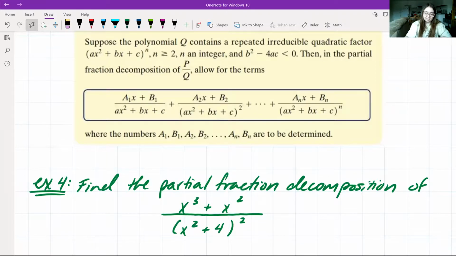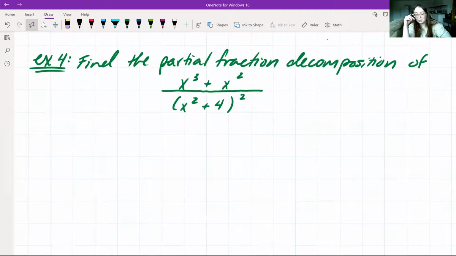All right. So example 4, we want to find the partial fraction decomposition of x to the power of 3 plus x to the power of 2 divided by x squared plus 4 to the power of 2. So x squared plus 4 is irreducible. It's fairly easy to see right off the bat that it is going to be irreducible, and we have that it is repeating. So we don't really need to check our denominator to see if we can factor. That essentially was our check, saying x squared plus 4 is irreducible. It's the same thing being multiplied twice, so we're using a repeated irreducible quadratic factor.